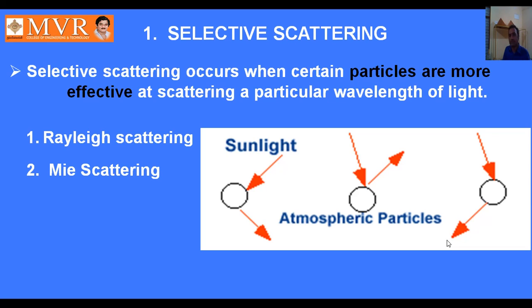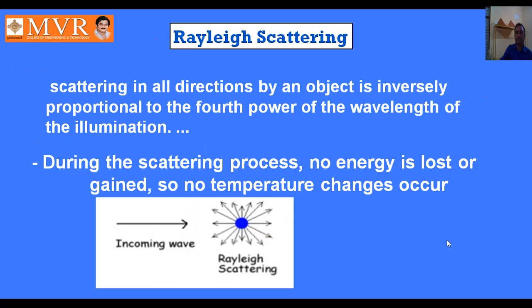First one, that is scattering. The scattering occurs when the particles are more effective. More effective means the particles are very active: whatever radiation is incident on that particle is immediately scattered in all directions. Based on the size of the particle, they are classified into two types of scatterings: Rayleigh scattering and Mie scattering. First, I will explain Rayleigh scattering.